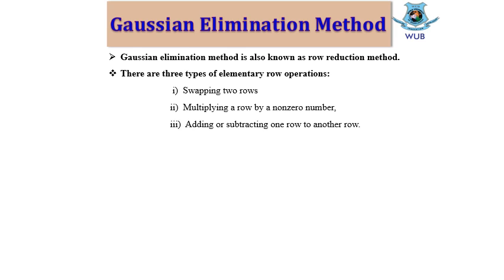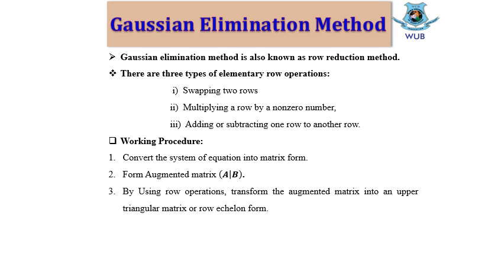Now let's start another method, which is the Gaussian elimination method. At first, what is the Gaussian elimination method? It is also known as the row reduction method. What is the row reduction method? There are three types of row operations. One is swapping two rows, then multiplying a row by a non-zero number, and the final one is adding or subtracting one row to another row.